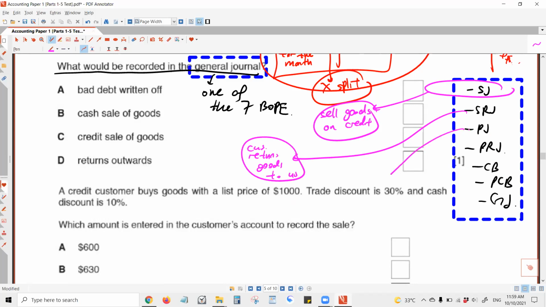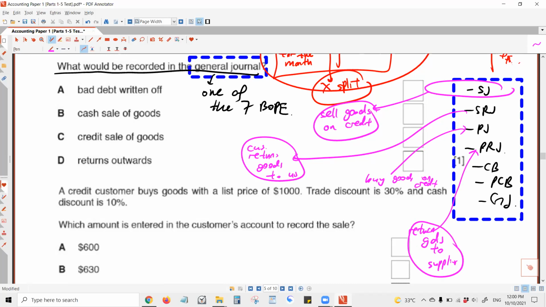And when do you record into the purchase journal? When you buy goods on credit. And when do you record in the purchase return journal? When you return goods back to the supplier. All these are in your part 4.